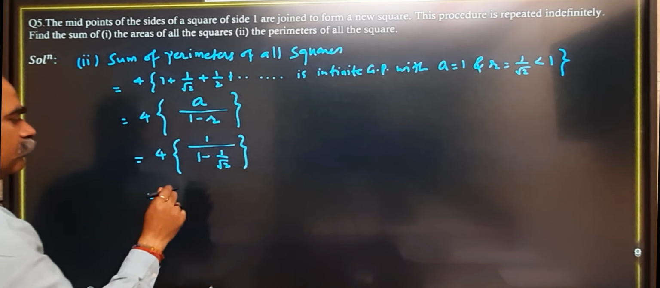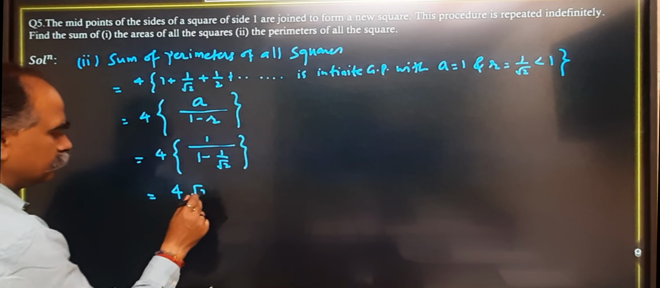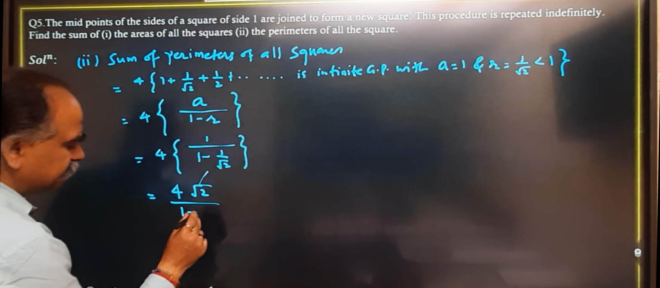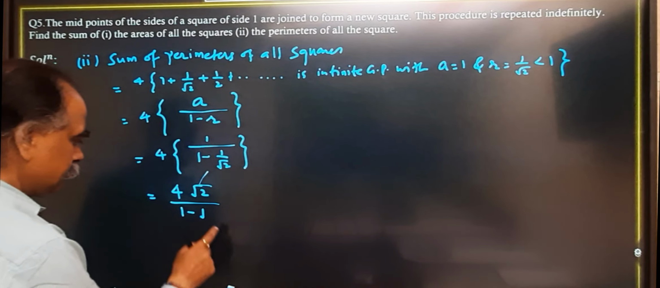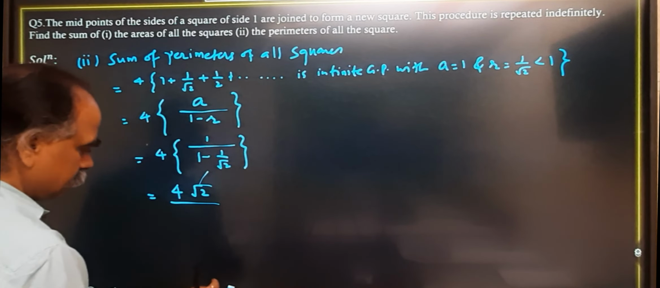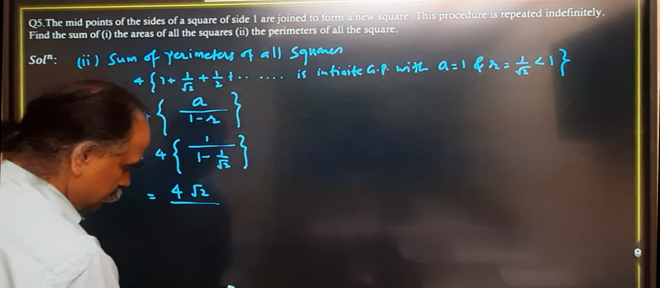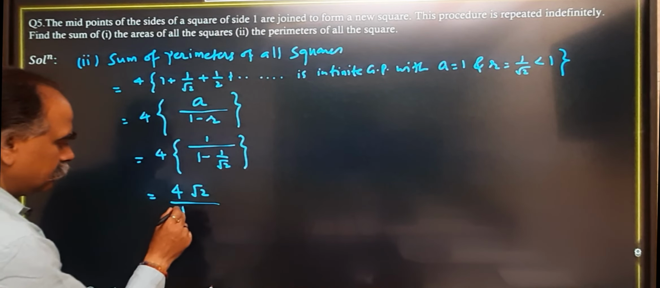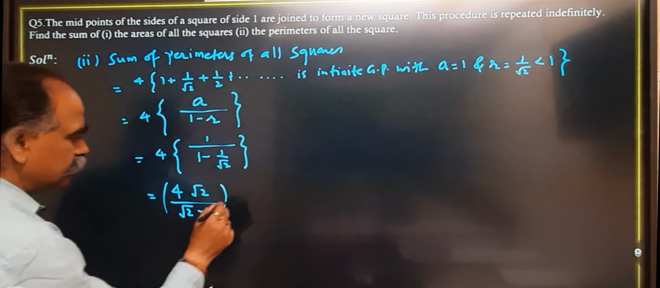Root 2 LCM will go up. So 4 into root 2 upon root 2 minus 1, sorry, root 2 minus 1 units.